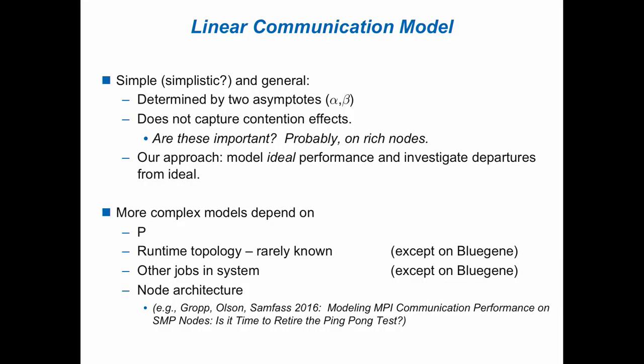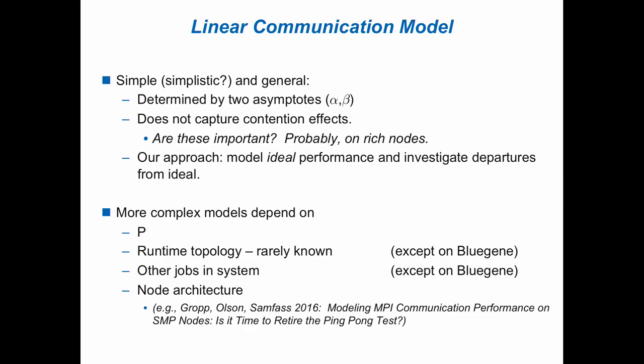So that breakpoint is important. The model is simple and perhaps simplistic. It's general because it definitely captures these 2 asymptotes. Nobody can argue that those 2 asymptotes won't exist. It doesn't capture contention effects, particularly within one node, with lots of messages leaving a node. Are these important? Probably on rich nodes.